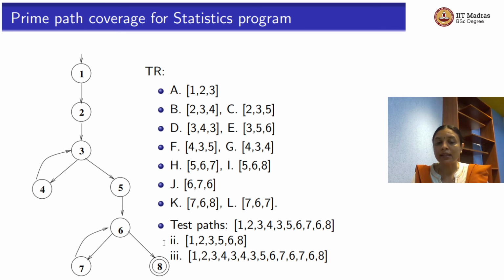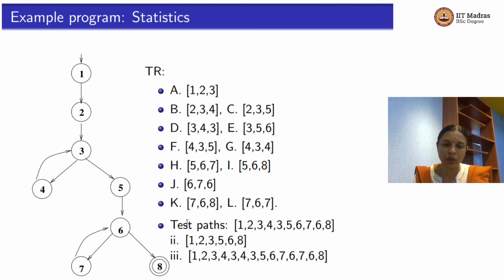So now let's take the same CFG, the control flow graph for the statistics program, and apply edge pair coverage. The test requirement is pairs of edges, that is paths of length at most 2, which includes edges and vertices. For convenience's sake, as we did last time, we just list paths of length 2. These are the paths of length 2. This is the test requirement, and the test paths to satisfy these requirements are given down below here. You can verify that these are indeed the right kind of test paths.